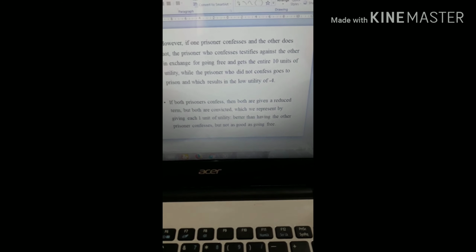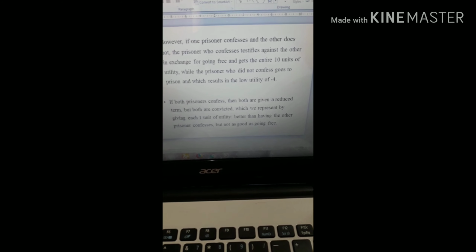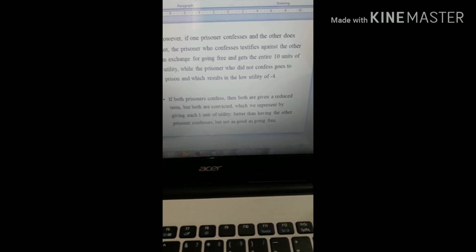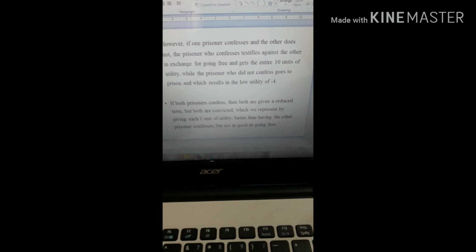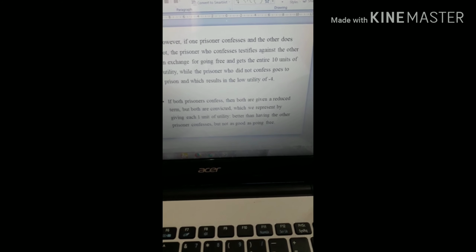As you see, if both prisoners confess, then both are given a reduced term, but both are convicted, which we represent by giving each 1 unit of utility, which is much better than having the other prisoner confess but not as good as going free.